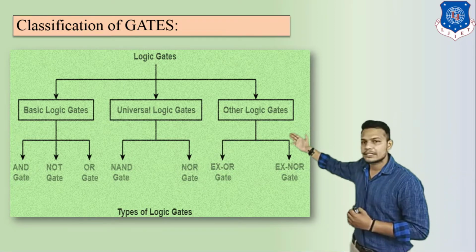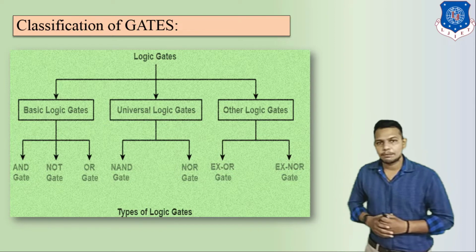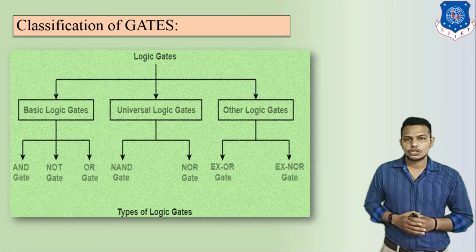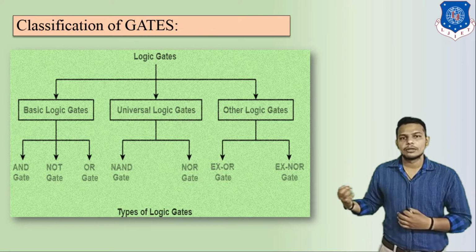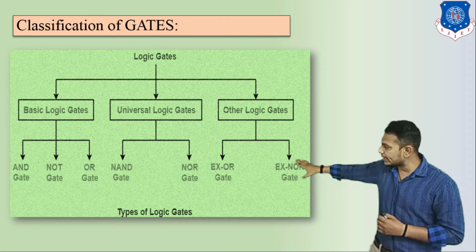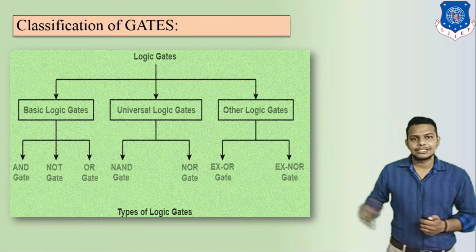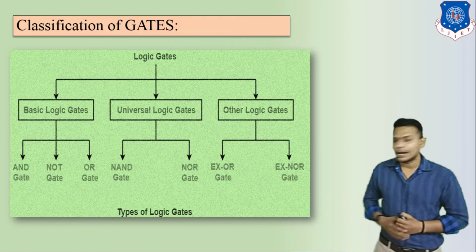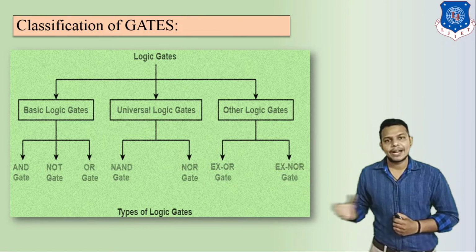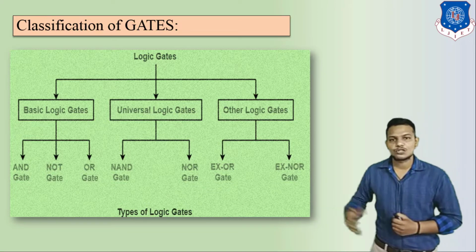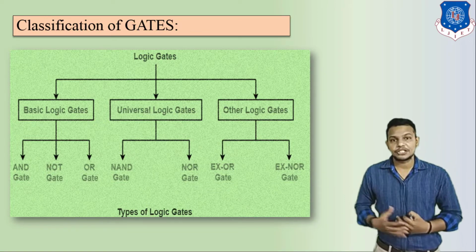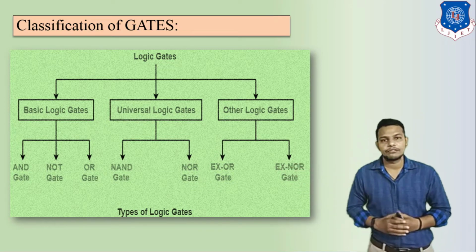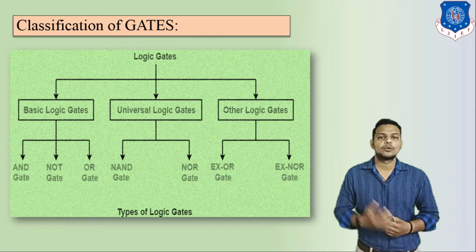So we will start with the first, basic gates. Here we can see logic gates are divided into three parts: AND gate, OR gate, NOT gate. So these are the basic gates. The second one is universal gates. It is divided into two parts: NAND and NOR. So NAND and NOR are universal gates. And the last one is other gates, or we can say special gates, or derived gates, which are XOR and XNOR, known as exclusive OR and exclusive NOR.